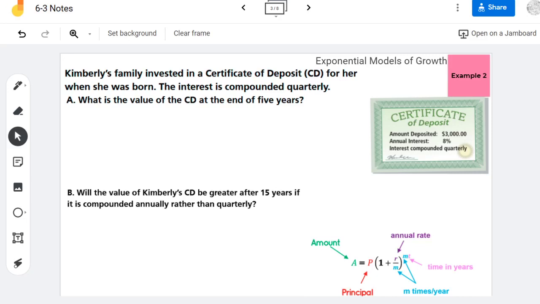In today's video, I'm covering example 2 from 6-3 in the SavvasRealize Algebra 1 textbook. The goal of today's video is to understand exponential models of growth.